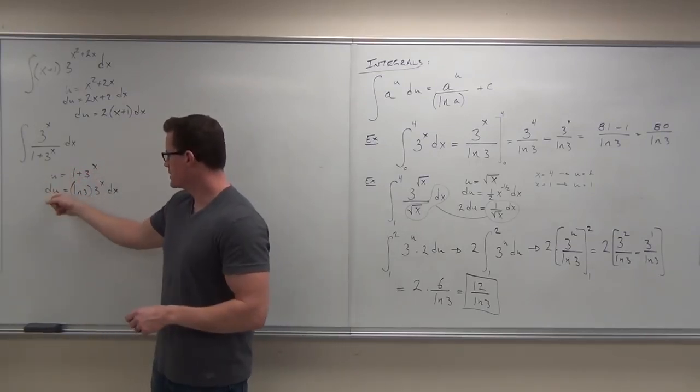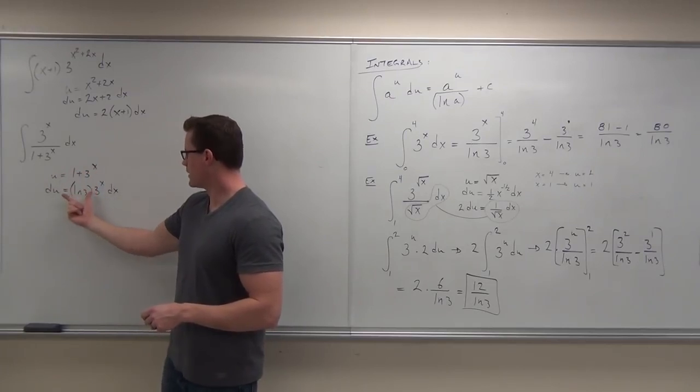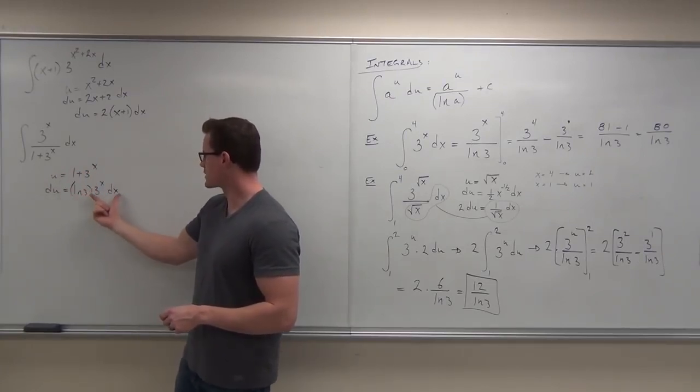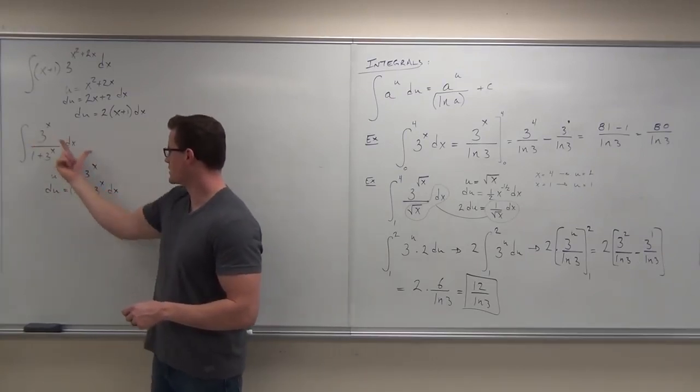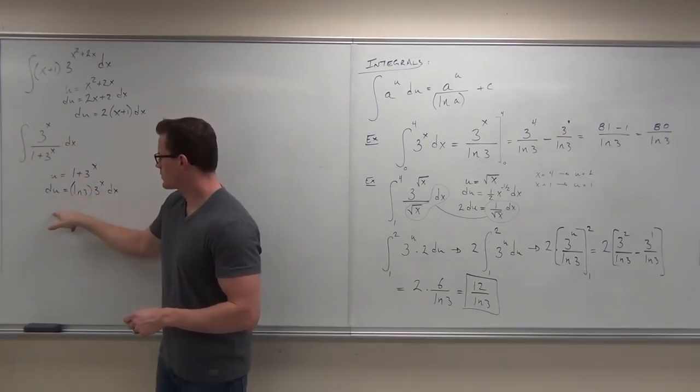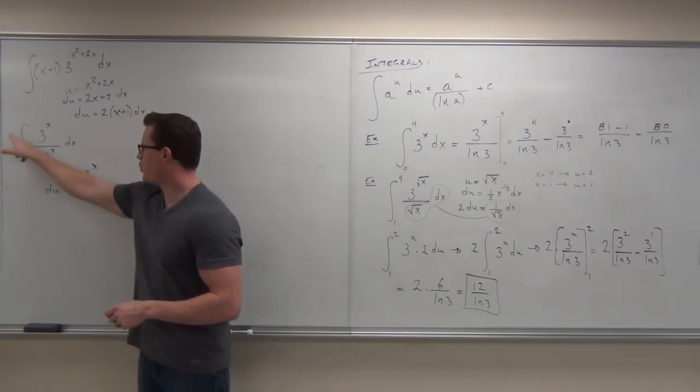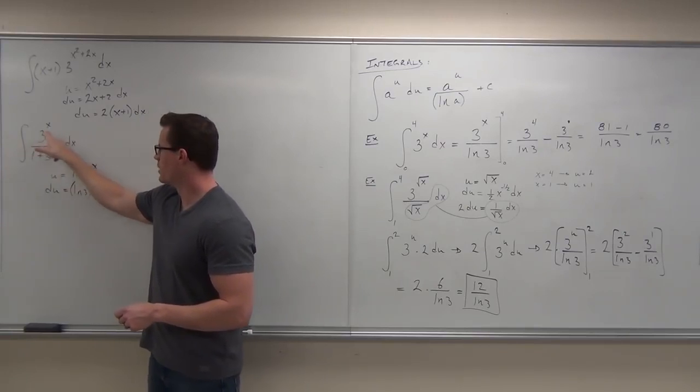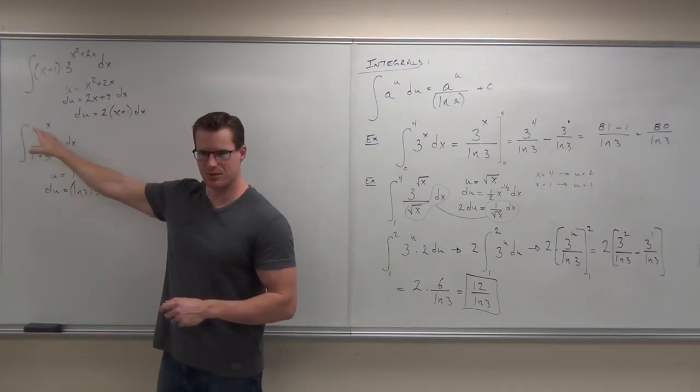Thanks for the correction. du equals, well, we get ln 3 times 3 to the x dx. This piece is this piece. That's gone with our du. Of course, some of you are going to divide by ln 3. We'd have a 1 over ln 3, 1 over u. Do you see how this is going to be 1 over u?